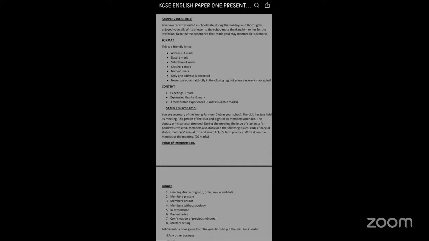Address 1 mark, date 1 mark, salutation 1 mark, closing 1 mark, name 1 mark. Only one address is accepted. Never use yours faithfully in closing the letter, but yours sincerely is accepted.